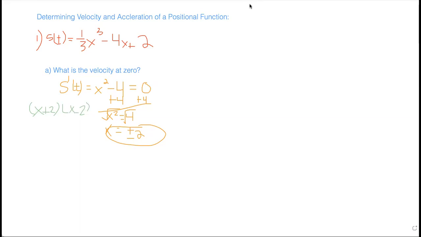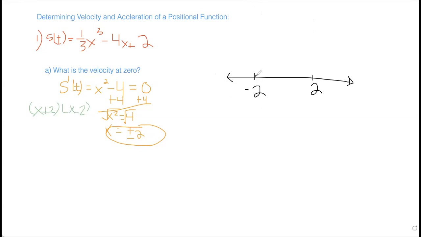So let's put that on a number line. We're going to draw a horizontal number line, because that's what we're working on, horizontal motion. We know right now that we have points. I'm going to be very broad and vague here. We know that at -2 and 2, our velocity is 0.